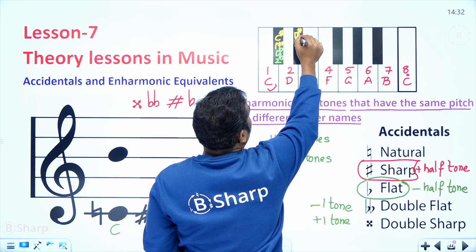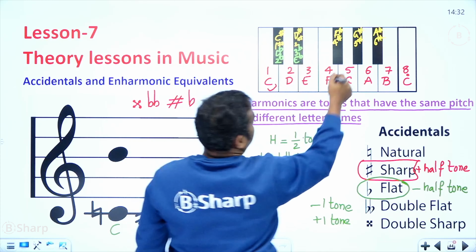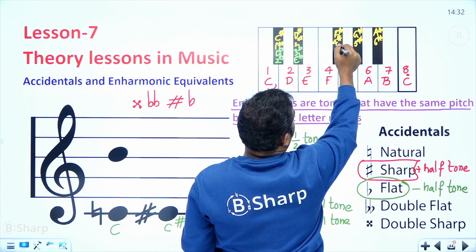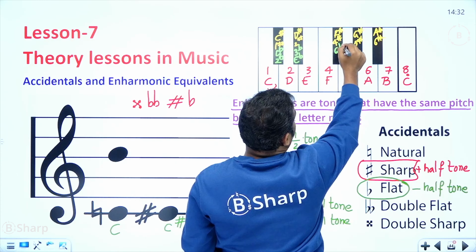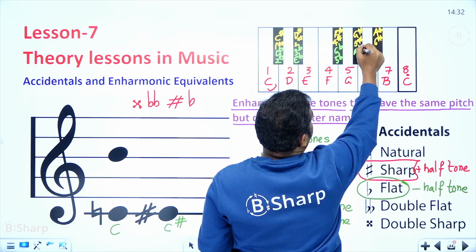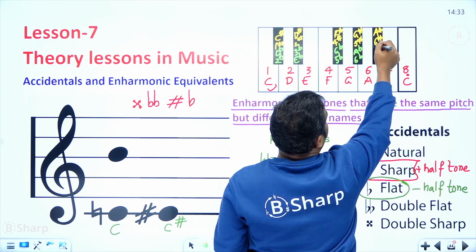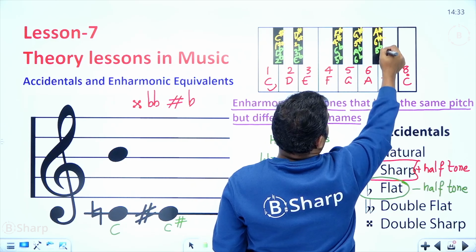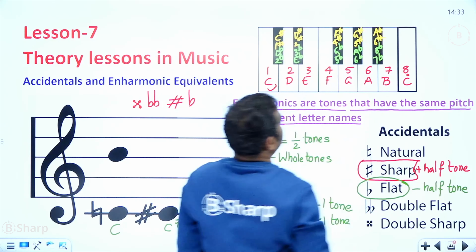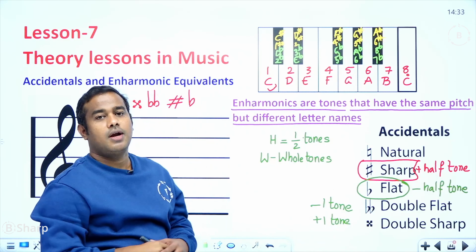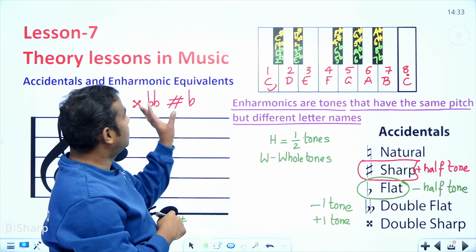Okay, so here the same names you will have. D sharp and E flat are the same thing, or 3 flat is also the same thing. F sharp and G flat are the same thing, or else a 5 flat is also the same thing. G sharp and A flat are also the same thing, or else 6 flat is also the same thing. A sharp and B flat are the same thing, or else the 7 flat is also the same thing. Okay, so this is it regarding these accidentals or enharmonics.